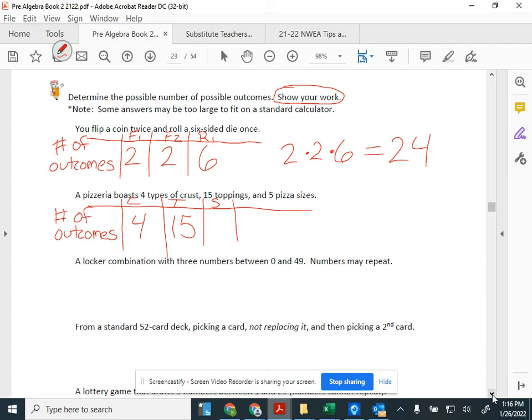Oh, we are not done yet. Shh. How many choices do I have in sizes? Cole? 5. So then I need to do my calculation. How many different possibilities do I have, possible outcomes for my pizza, Gavin? 300. Oh my goodness. I have 300 pizza choices to make.